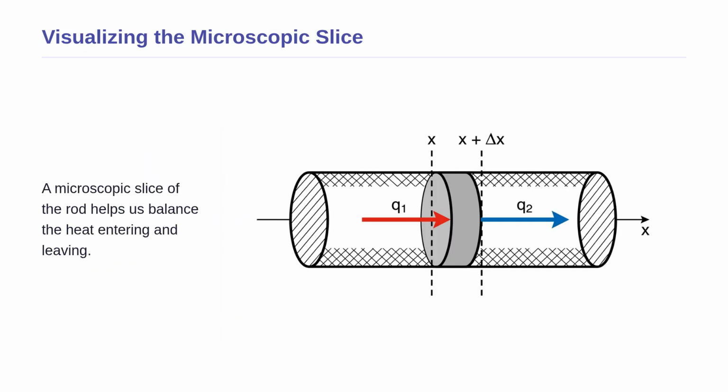To make this derivation perfectly clear, let us visualize the microscopic slice we are analyzing. Here you see the one-dimensional metal rod aligned along the x-axis. The shaded region represents a tiny slice of width delta x. The red arrow shows heat energy, Q1, entering the left boundary at position x. The blue arrow shows heat energy Q2 leaving the right boundary at position x plus delta x. If the red arrow brings in more heat than the blue arrow takes away, thermal energy builds up and the temperature of this specific slice will rise over time.